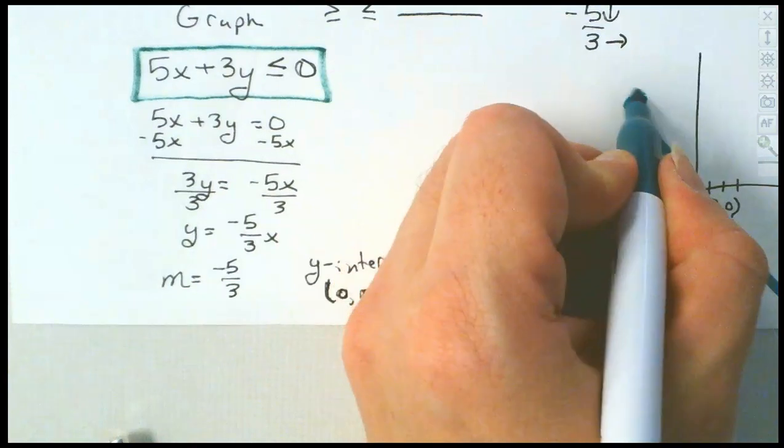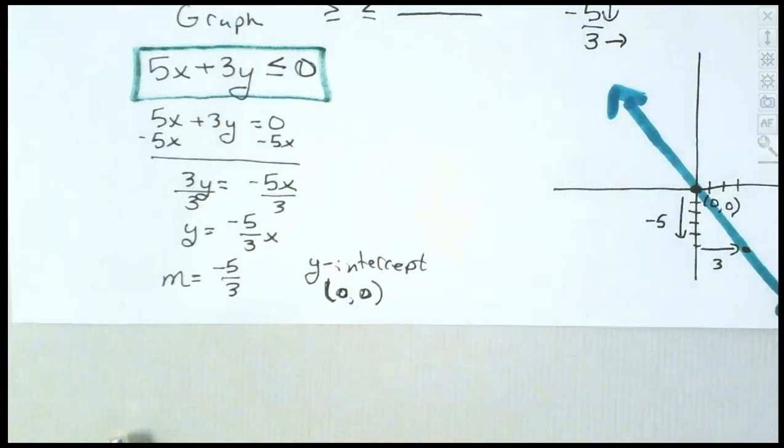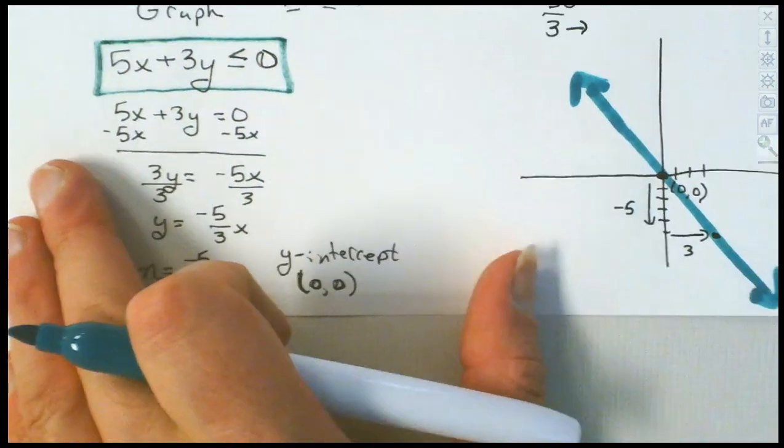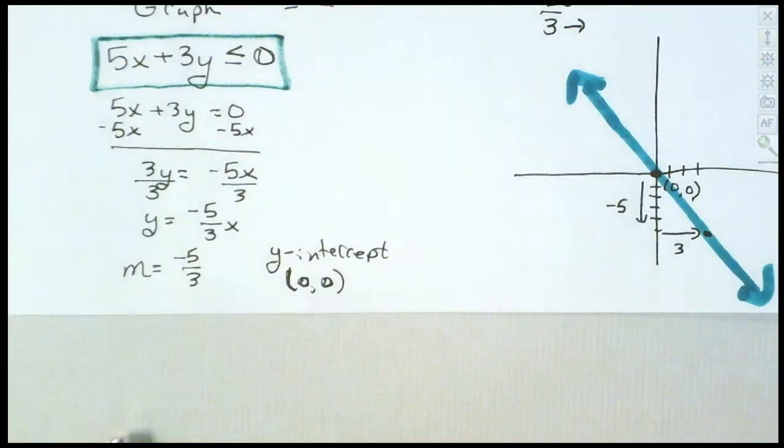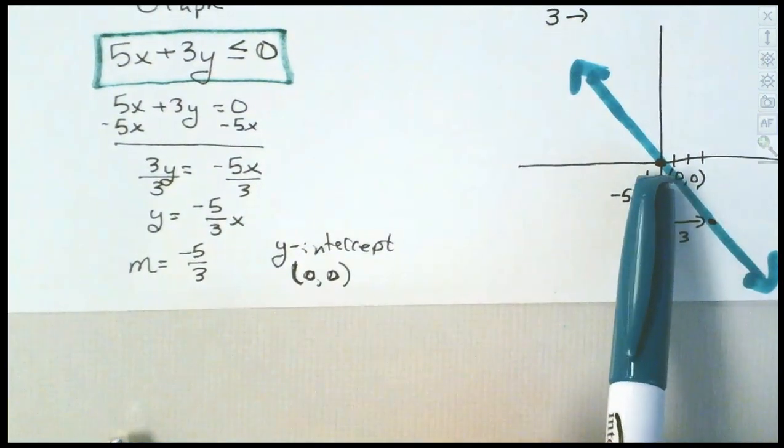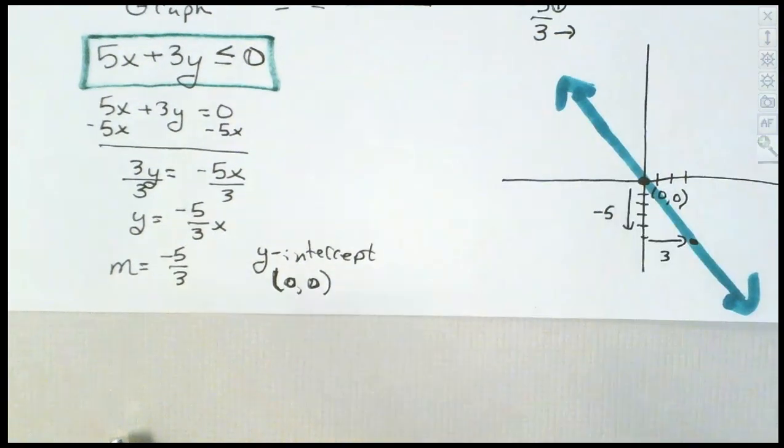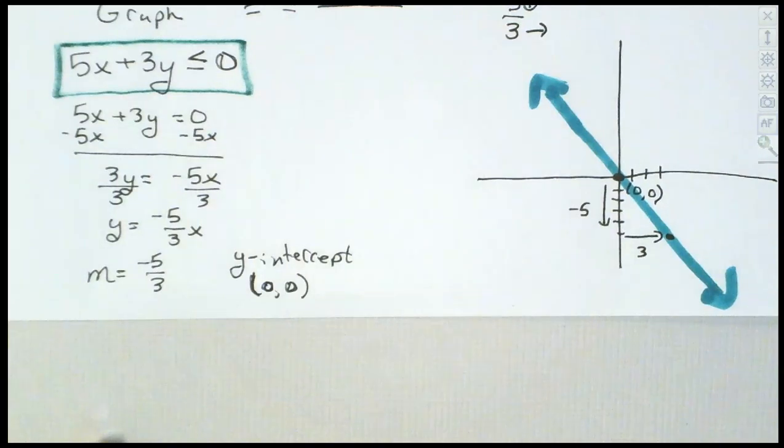But we cannot check the 0, 0. Why can't we check the 0, 0? Well, we can't check 0, 0 because it goes through 0, 0. Okay? So we need another point. And we can use any point that we want. Let's pick one that's easy to work with.